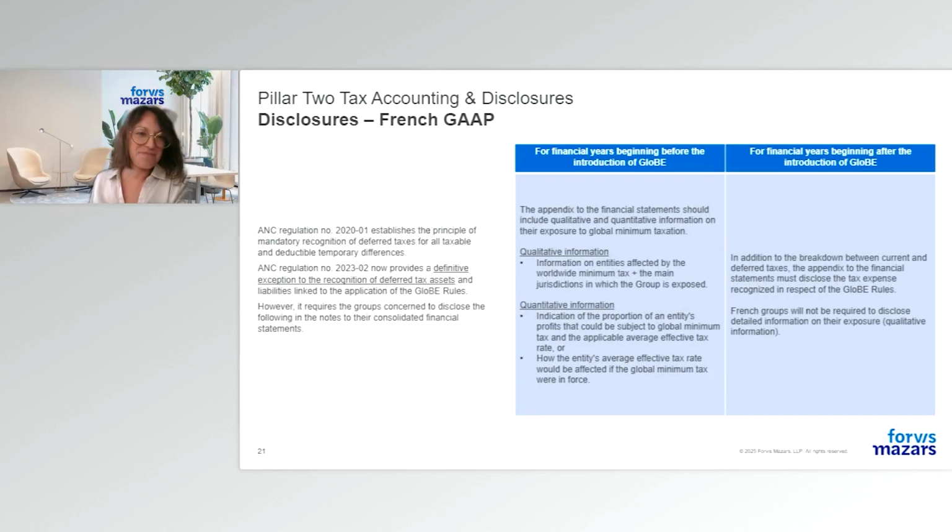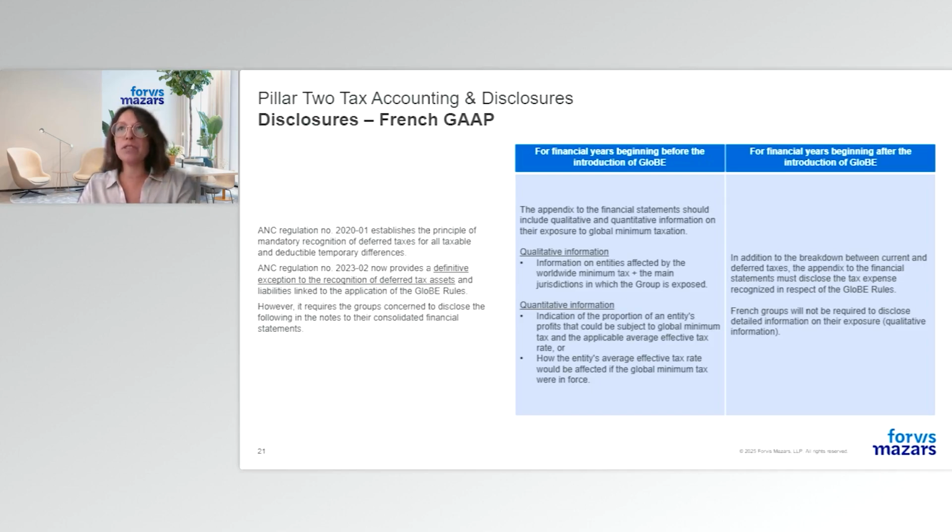Thank you, Elizabeth. So French GAAP is very close to German GAAP, so I will be brief. The ANC regulation has been amended also. Before, the regulation established the principle of mandatory recognition of deferred tax for all taxable and deductible temporary differences. And the amendment now provides a definitive exemption to the recognition of deferred tax assets and liabilities linked to the application of GloBE rules. So IFRS provides a temporary exception, and in German and French GAAP, the exemption is definitive.